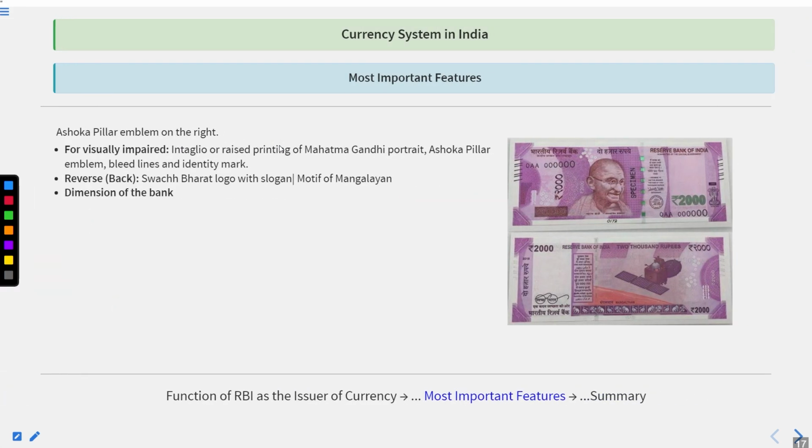Okay. The most important features: Ashoka pillar emblem on the right. For visually impaired, integral or raised printing of Mahatma Gandhi portrait. Ashoka pillar emblem, bleed lines and identification mark is there. For reverse, back, Swachh Bharat logo with slogan and motive of Mangalyaan.